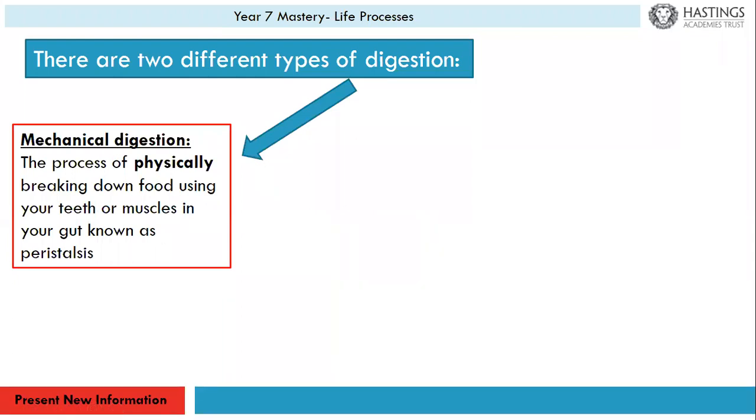So mechanical digestion, copy the red box, is the process of physically breaking down food using your teeth or muscles in your gut, known as peristalsis. You can put in brackets there, churning in the stomach as well, because that's also physical. If you want to, pause the video so you have time to copy that.